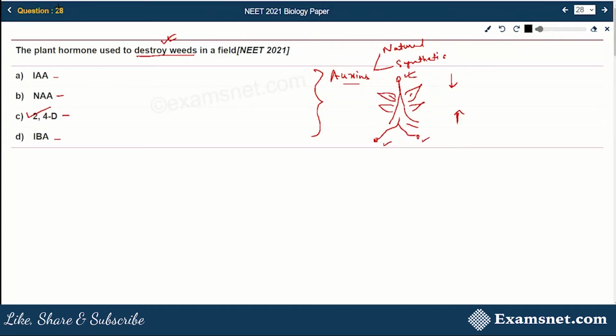Now, out of the given four options, indole acetic acid and indole butyric acid are types of natural auxins since they have been isolated from plants. So they cannot act as weedicides. Out of naphthalene acetic acid and 2,4-dichlorophenoxyacetic acid, only 2,4-D is used as a weedicide. It is widely used to kill dicot weeds without affecting any monocot plant. Therefore it helps in preparing a weed free lawn without harming any useful plant.